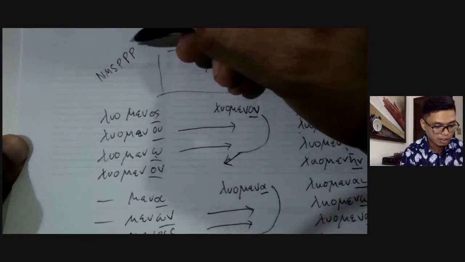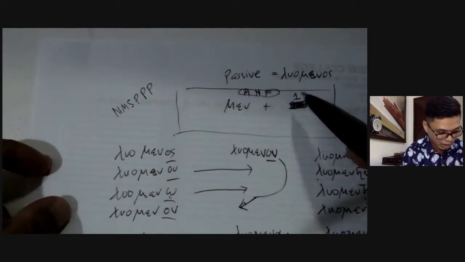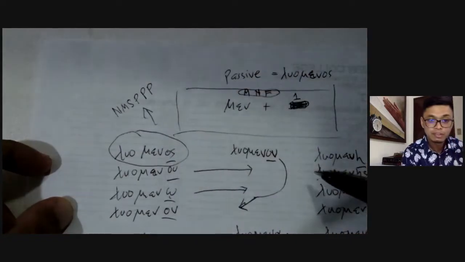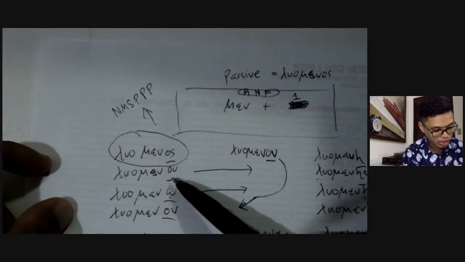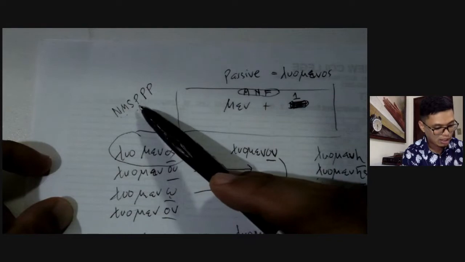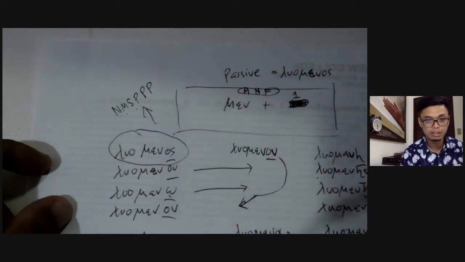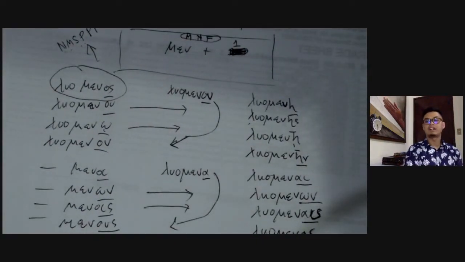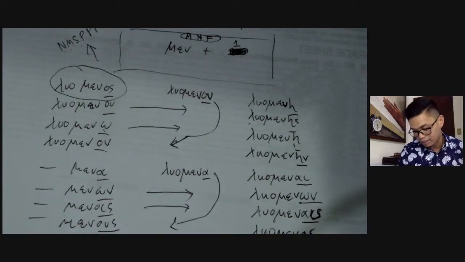Okay, so that's your parsing there. Just remember, luomenos, passive. Okay, I'm teaching you how to parse. Very simple. If this is luomenou, you just change this here to genitive. Genitive masculine singular, present passive participle. Okay, so of course these are all in the present tense. What if there are different tenses? How do we recognize the different tenses?